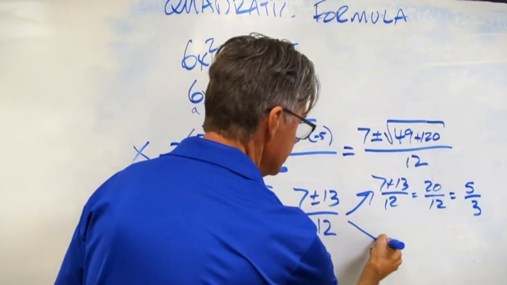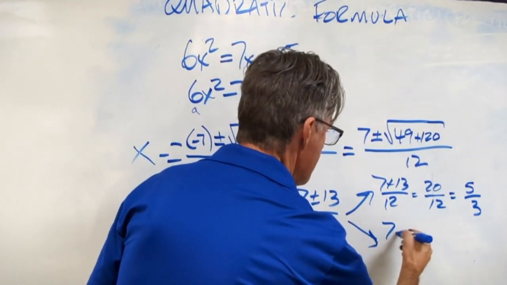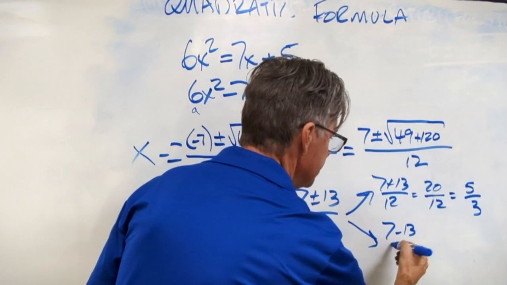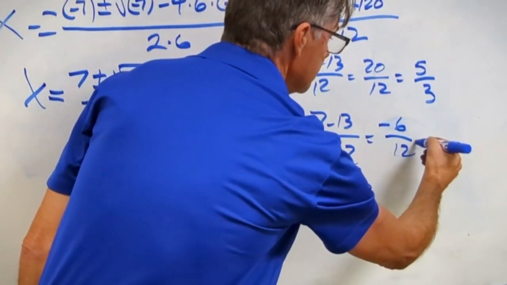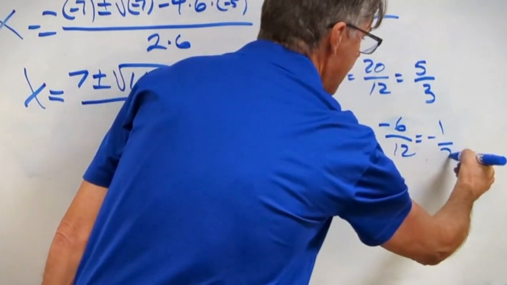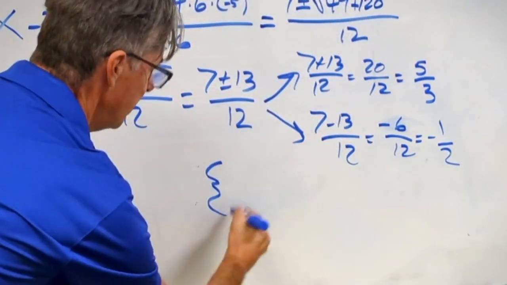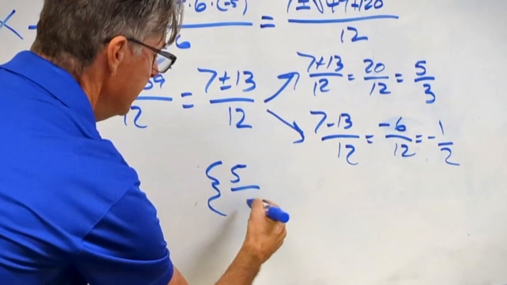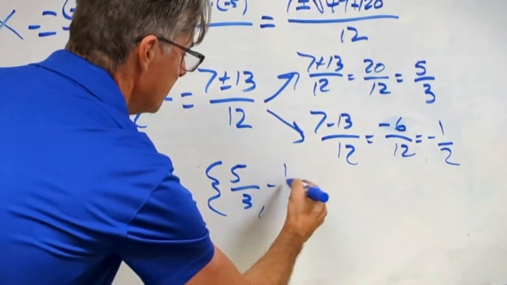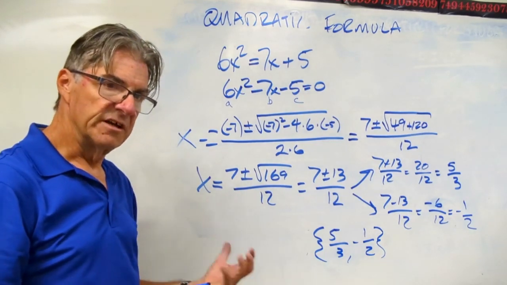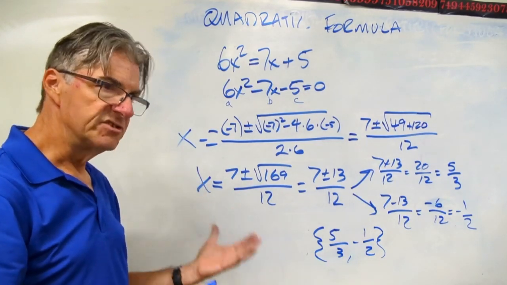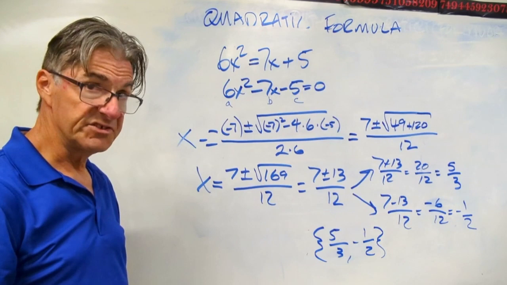My second solution is going to be 7 minus 13 over 12. And that's going to give me minus 6 over 12, which is negative 1/2. So my solutions for this one are very fractiony, 5/3 and minus 1/2. So don't let the fractions get you discombobulated. Just use your brains and you'll solve them.